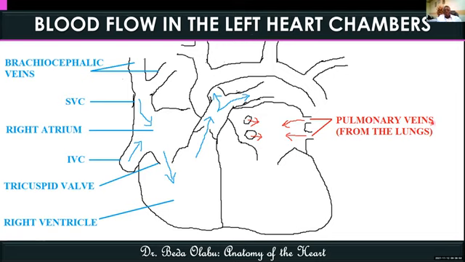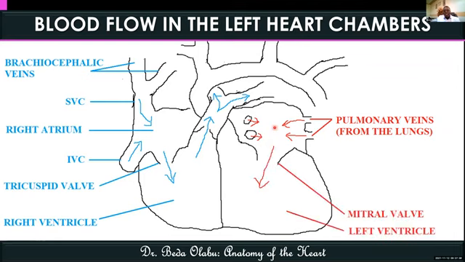Remember, the blood from the lungs is oxygenated. While we had two pulmonary arteries, right and left, we have four pulmonary veins. Each lung has two pulmonary veins, the superior and the inferior pulmonary vein. So we have the left superior and left inferior pulmonary vein, right superior and right inferior pulmonary vein, emptying their blood independently into the left atrium.